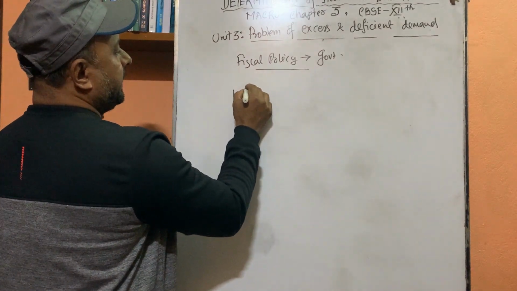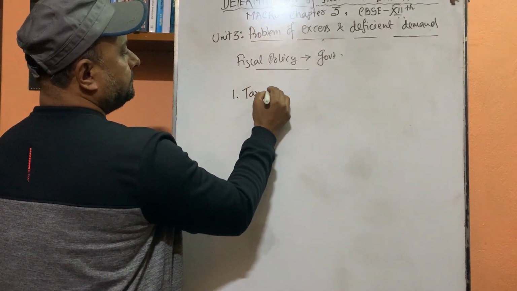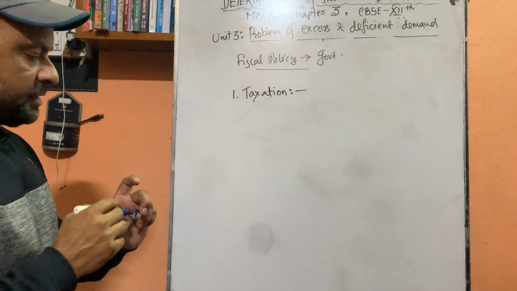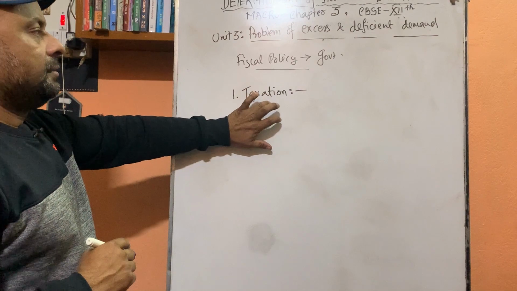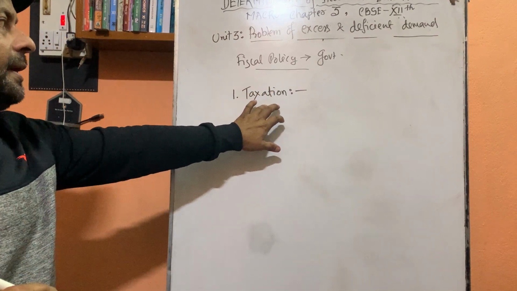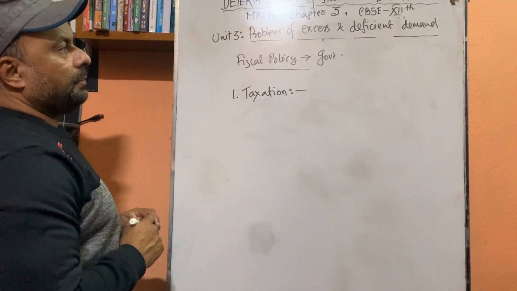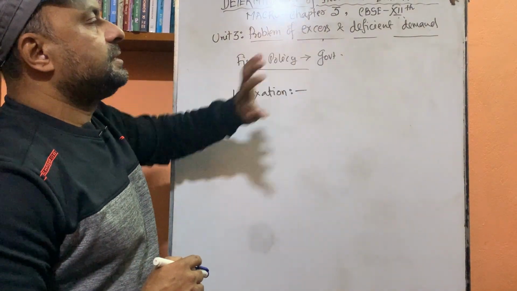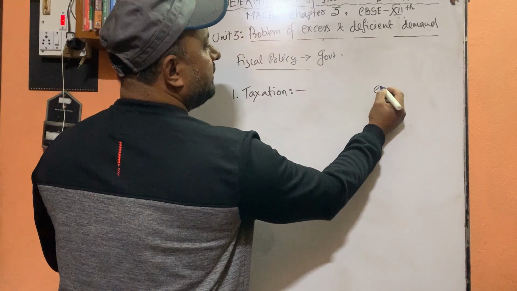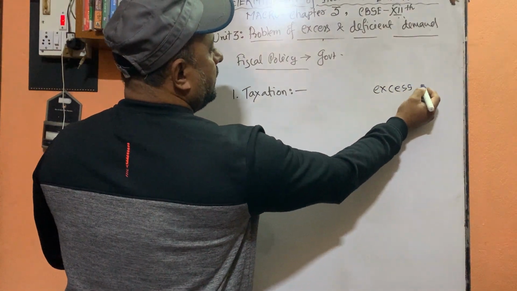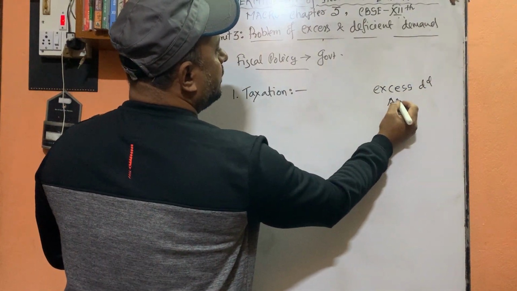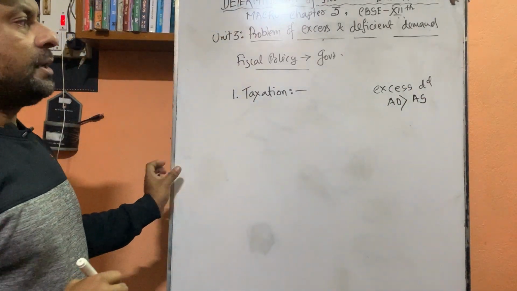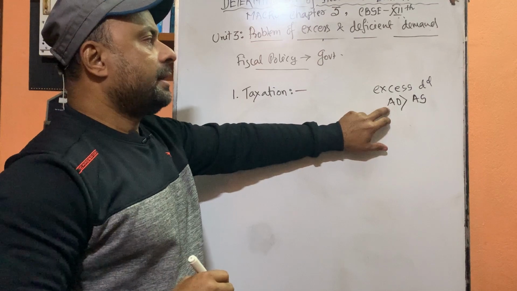The first one is taxation, means tax. The government imposes tax on the public of the country, and each and every person of the country directly or indirectly pays tax to the government. Now suppose we are trying to solve our excess demand situation. Excess demand means when the aggregate demand of the country is more than the aggregate supply of the country. Means what? Aggregate demand is more. So what is our target?